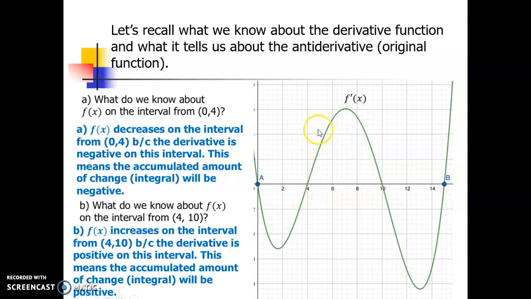And if I can determine the area underneath the curve from 4 to 10 and the x-axis, then I can determine the amount that the antiderivative curve f of x increased or went up over the interval from 4 to 10. So the number that we're finding for the definite integral tells us the amount of change in the antiderivative over a given interval.